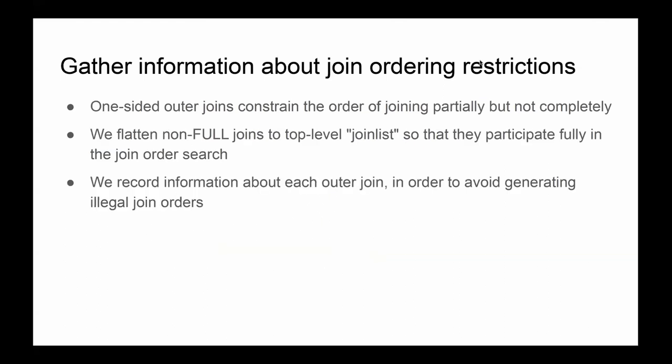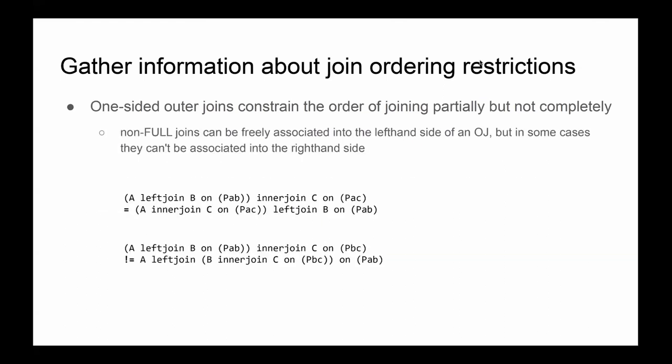And let's look at the second example. So A left join B on PAB and then inner join C on PBC. So this time, this inner join cannot be associated into the right-hand side of the left join. So even though there is a join clause between B and C, actually we cannot join them first because it's an illegal join order.